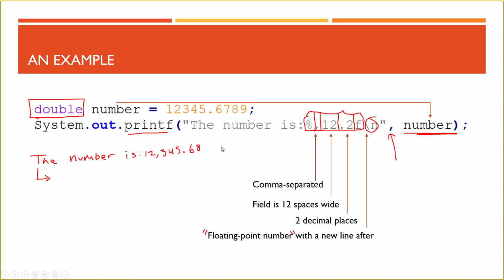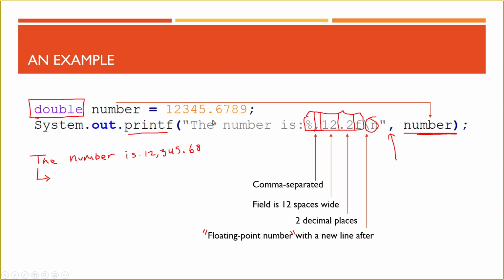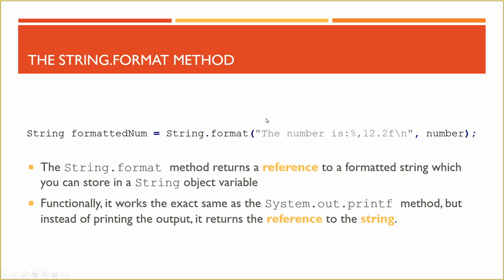Again, reference the code examples video. I do have a good example of this. The string.format method works the exact same way as the printf method, but instead of printing the output to the screen, it's going to return the reference to a string that's been formatted that way, right? So instead of displaying this to the screen, it's going to store this in a string object, and then you can use it whenever you want, right? So the number is 12,000 whatever is going to be stored in a string object, and the reference to that string object will be stored inside of formatted num here.